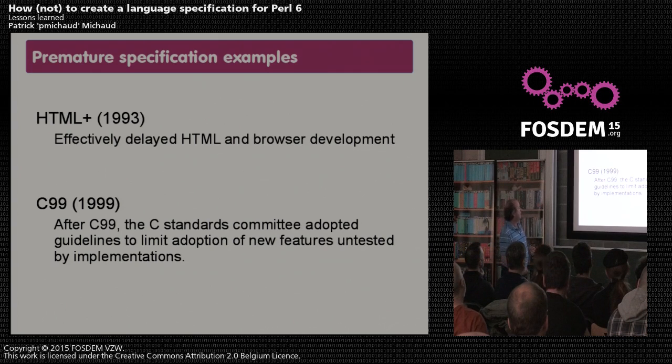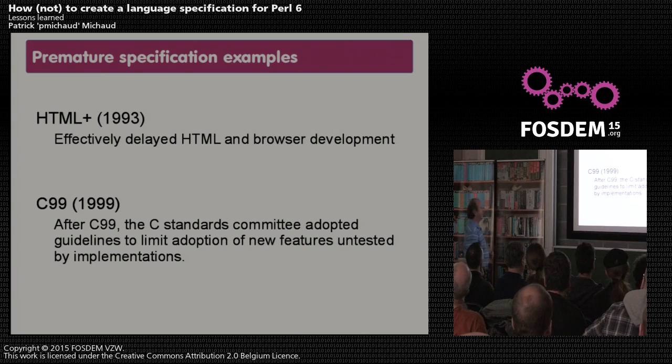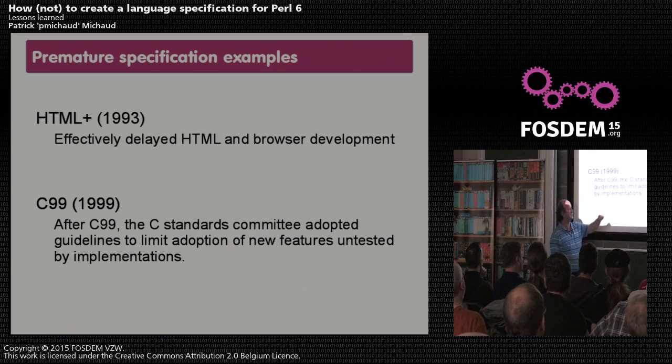Doing research for this talk, C99 came out in 1999. And after that, when they were coming up with C11, which is the 2011 standard for C, the C Standards Committee adopted new guidelines. The new guidelines were specifically to overcome the problems that showed up in C99, where things went into the specification, but there were no implementations of those. Nobody was bothering to implement them, and it was actually making it very hard to implement. So they reversed their standards to say that they would not adopt new features into the specification until they had been tested by implementation. That was kind of neat to discover.